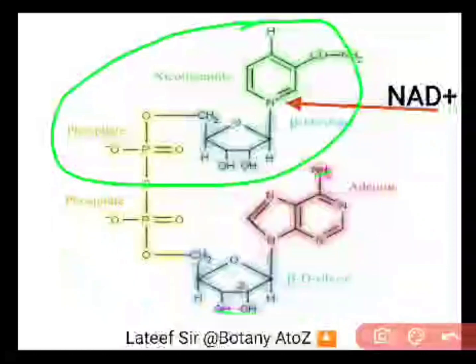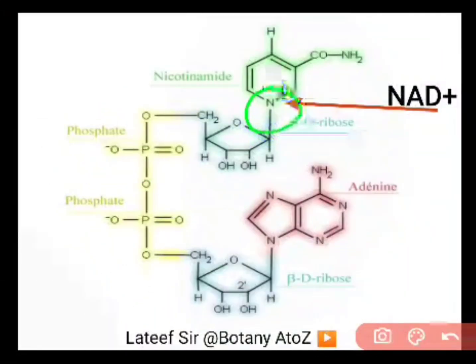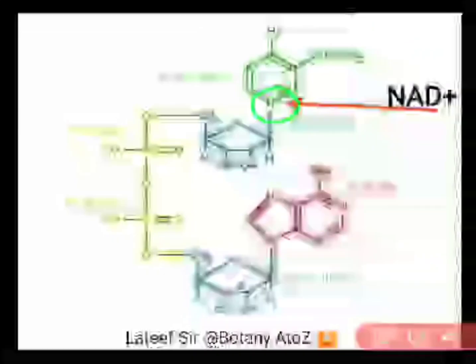Why is it positive? Because as you can see here, this nitrogen on the nicotinamide has 4 covalent bonds. As you know, nitrogen has a valency of only 3, but here you can see there are 4 covalent bonds. As a result, this nitrogen has a positive charge. This is the oxidized state of NAD.